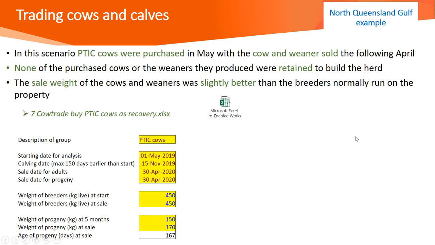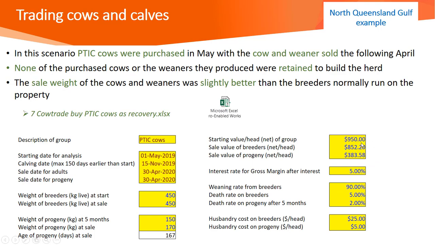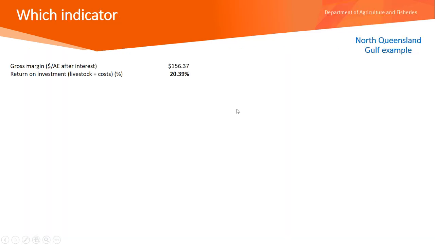So let's go back and say, okay, the summary. We worked out the weights of our cattle. We worked out the selling values and the costs of holding those cattle, and which indicator. So in that cow trade, we've got the dollars per AE after interest, and that's what we said for our steers. And 20.39 was a return on livestock investment. We use this one if we're short of capital. We use this one if we've got enough capital to support a purchase of all the cattle we can use to stock the paddock.